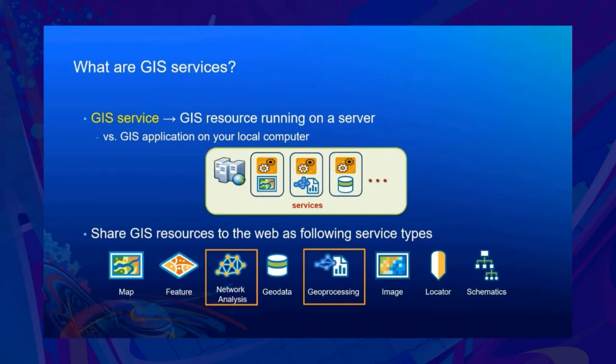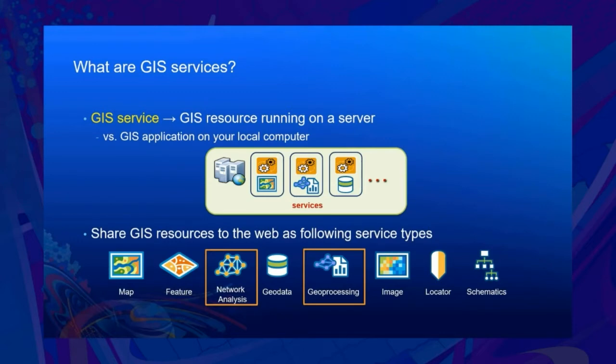A WebGIS provides GIS capabilities as one or more GIS services. A GIS service is a GIS resource running on a server machine. Contrast this with a GIS application that you may have used, such as ArcMap or ArcGIS Pro, that runs on your local computer. A GIS service, on the other hand, is an application that runs on a server machine. The benefit of using a GIS service as compared to an application running on your local computer is that many different applications can simultaneously use the capabilities provided by the GIS service.